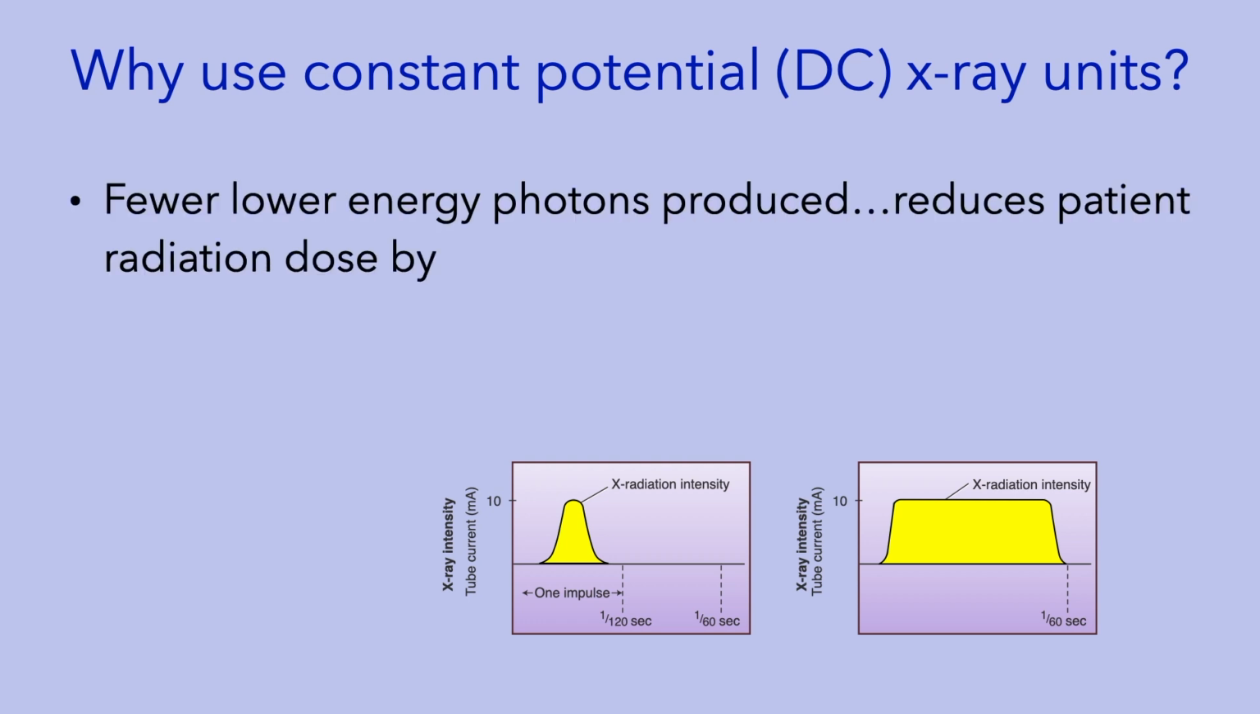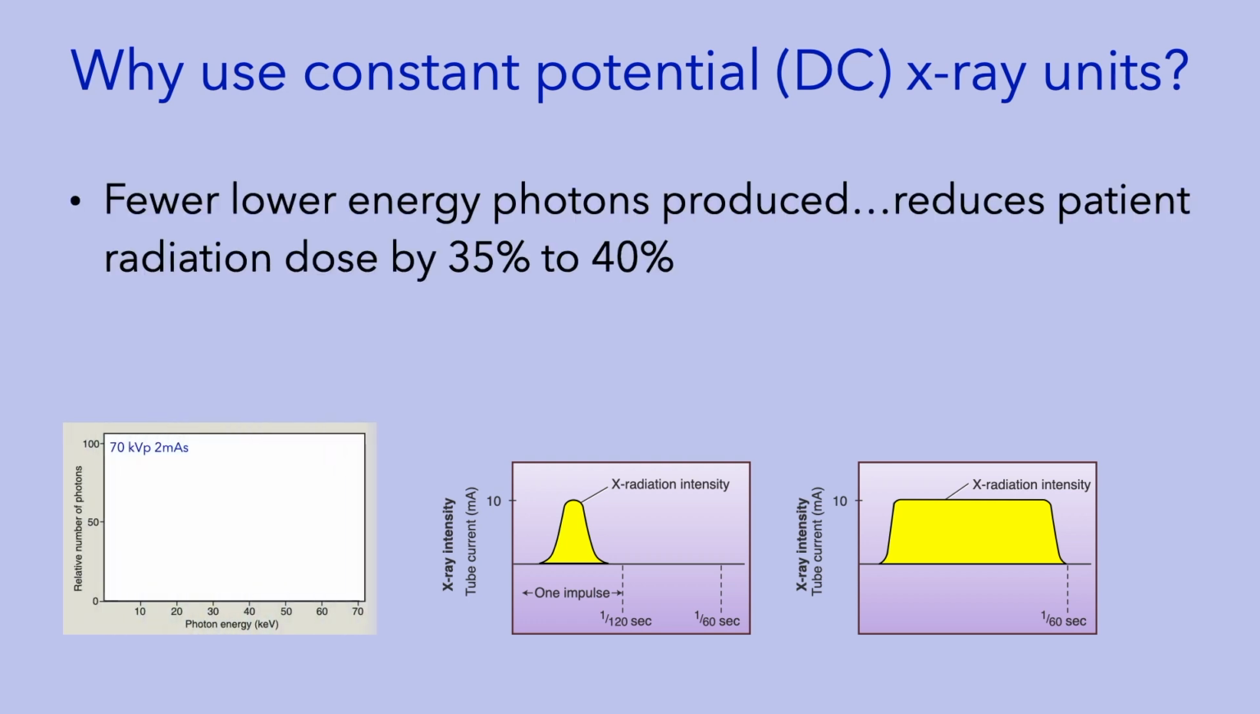Constant potential X-ray units produce X-rays with a higher mean energy when operated at the same kVp. Additionally, note that the fraction of low-energy photons is lower. With the fewer lower-energy photons, we reduce patient exposure by as much as 35 to 40%.